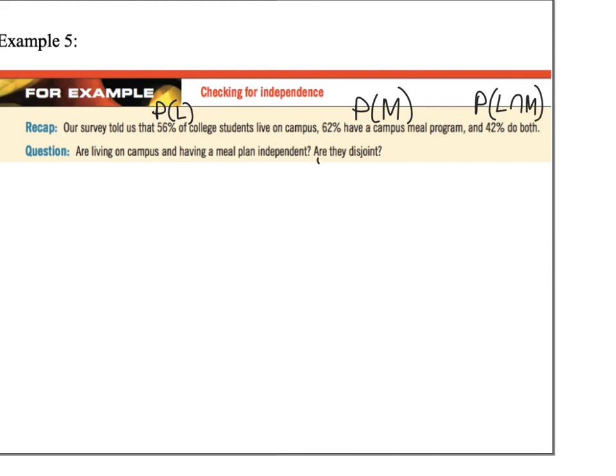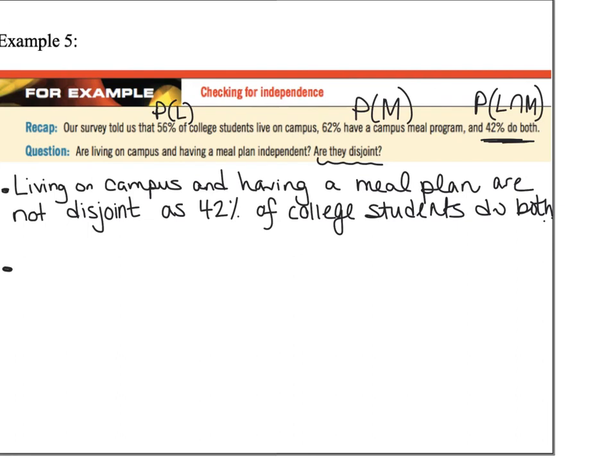I'm actually going to answer this one first. Are they disjoint? No way. We've got 42% who do both, so you can pause and read my answer in context there. Now, how about the independence?